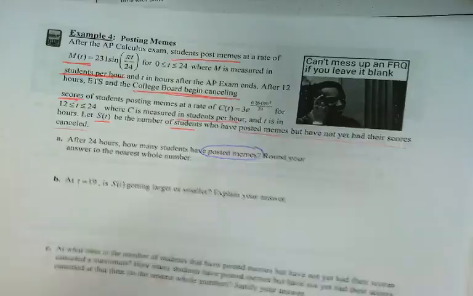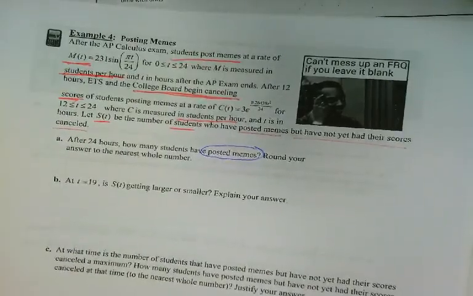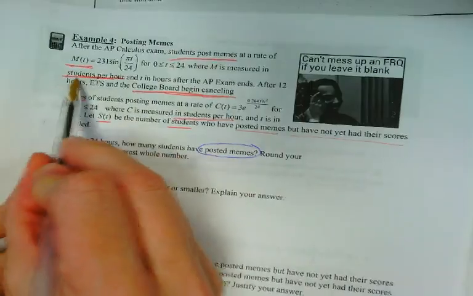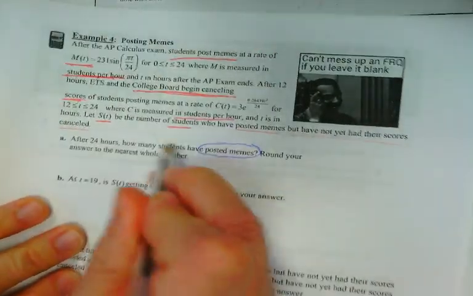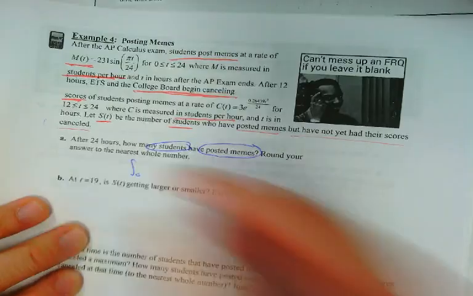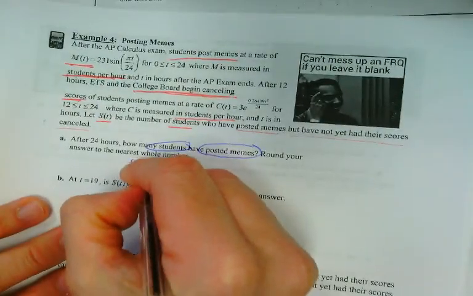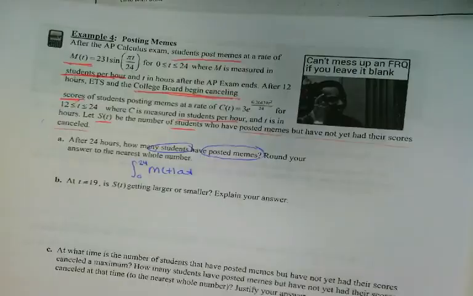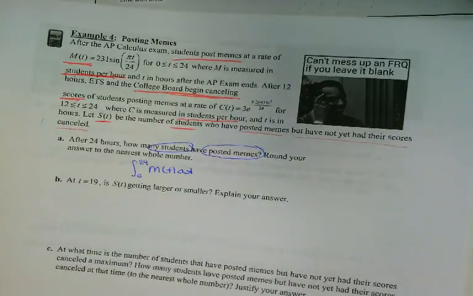Posted memes, which function are they referring to? M of T. M of T was measured in students per hour, and I want students. So to go from students per hour to students, I simply integrate, and it says the first 24 hours, so from 0 to 24 of M of T dt. Simple enough? Okay. Highlight, think units.